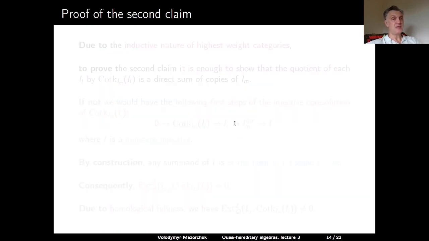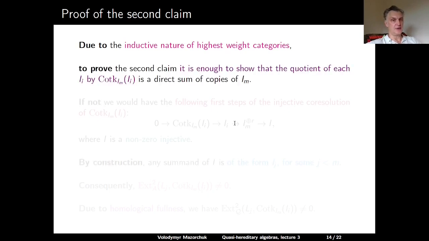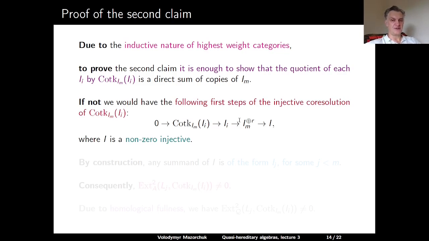Let's prove the second claim. Again, we use the inductive nature of the highest weight categories, and we prove the second claim essentially only for the maximal weight. So we prove that for each injective I_i, if we take the quotient of I_i by the cotrace kernel of I_i in I_m, this will be a direct sum of copies of I_m. Assume that this is not the case. This would mean that we have the following first steps in the injective co-resolution of our cotrace kernel of I_i in I_m. So it by definition embeds into I_i, and then the cokernel embeds into I_m plus I_m and so on several times. And then it doesn't stop there, and it embeds further.